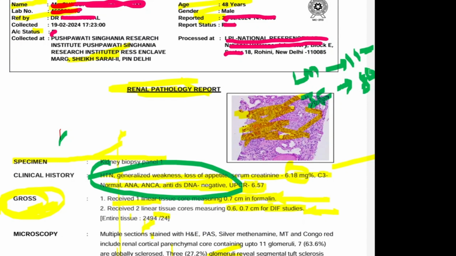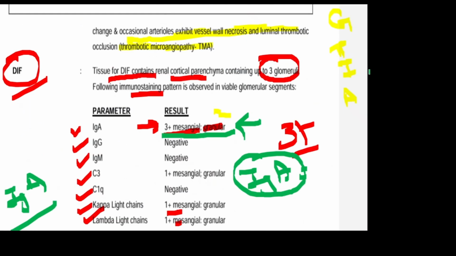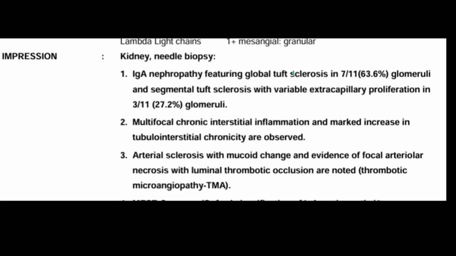There are certain diseases which can be diagnosed only by electron microscopy, for example, minimal change disease. The name itself says minimal change. You won't get any change in light microscopy or immunofluorescence. Only the finding will be in electron microscopy, at 10,000 times magnification. So at least for this case, I won't require electron microscopy. I have made the diagnosis. Let us see what is given in the impression.